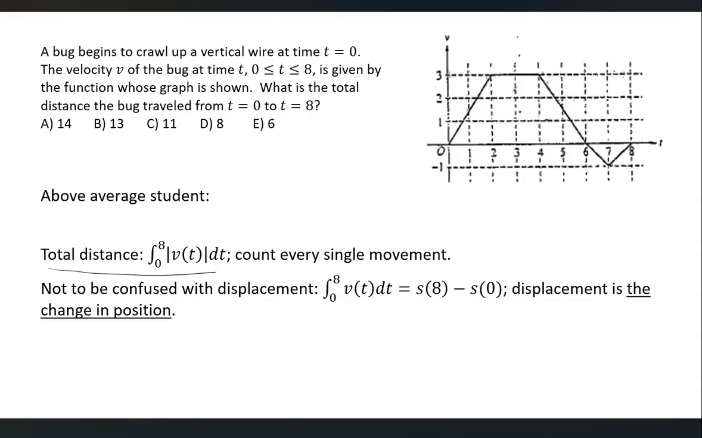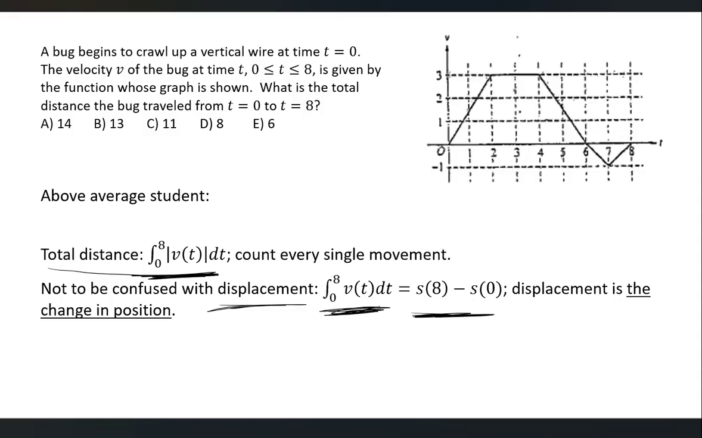Total distance is the integral of the absolute value of the velocity. Basically, you want to count every single movement. Even if you move backwards, you want to count that as well because you spent energy to move, if you like to think of it like that. Not to be confused with displacement, which is just the integral without the absolute value. By the fundamental theorem of calculus, it's just s of 8, if s is the position, minus s of 0. So notice displacement is the change in position. That's underlined.